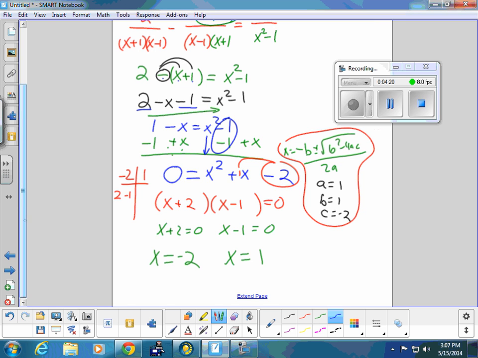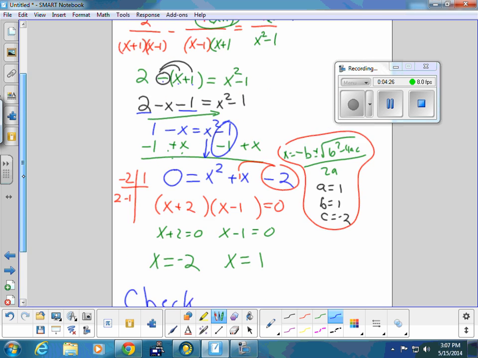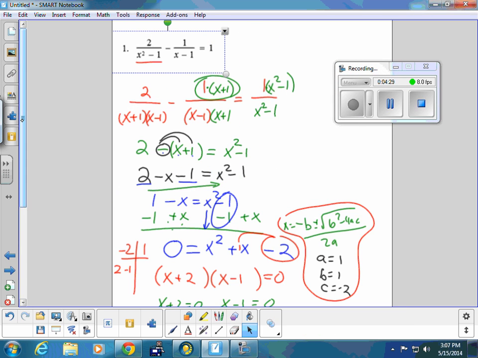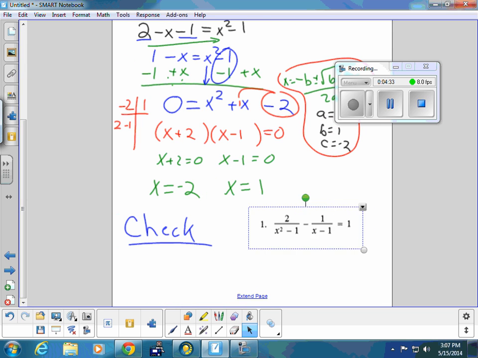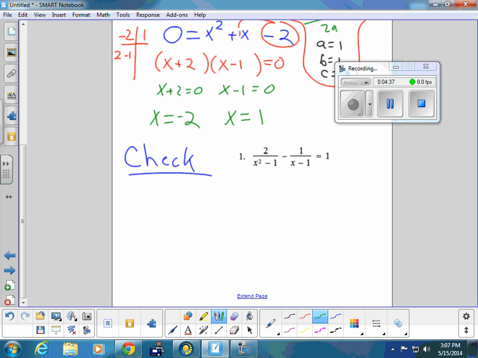Now these could be the answers, but we still have to do a check. And what we're checking is our original question. We're checking our original question, which is this here. So we're going to put in a negative 2 and square it, and minus 1. Minus 1 over negative 2 minus 1. Does that equal 1?